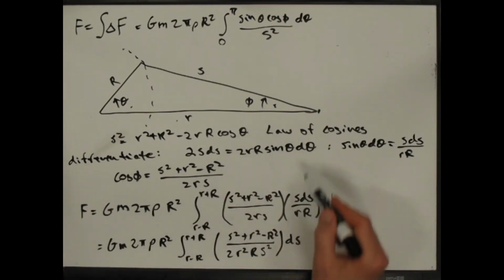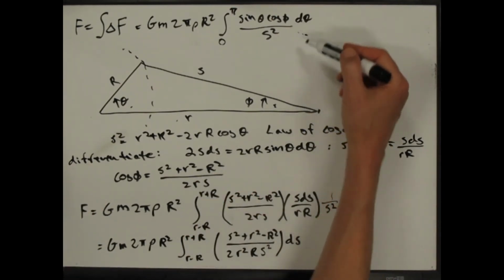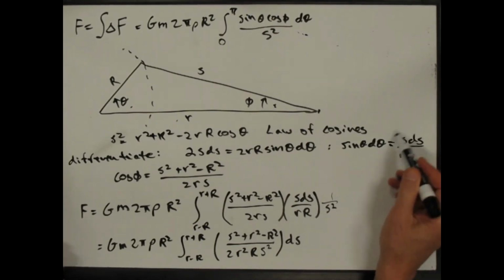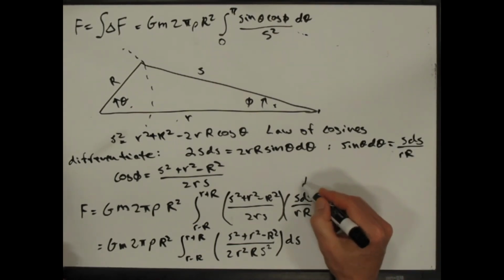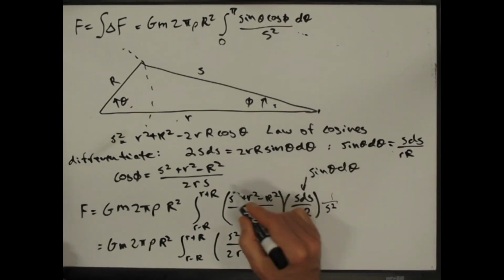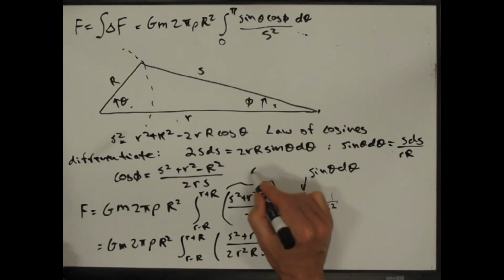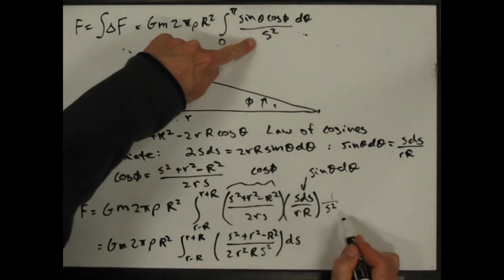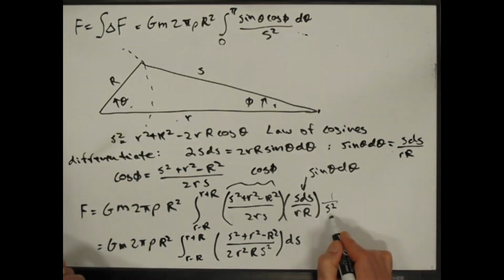And so if I rewrite this equation down here with all of the s's substituted, I substitute in this quantity for sine theta d theta. And so this is sine theta d theta, and this term here is cosine phi from the law of cosines. Then all I need from here is 1 over s squared, and that takes care of that.